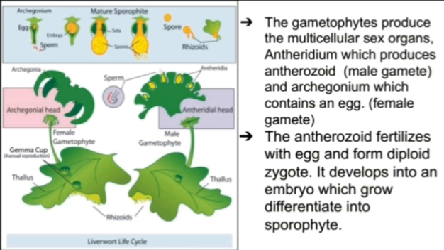After fertilization, the female egg is fertilized by the antherozoid from the antheridium and forms a cell which is a zygote.